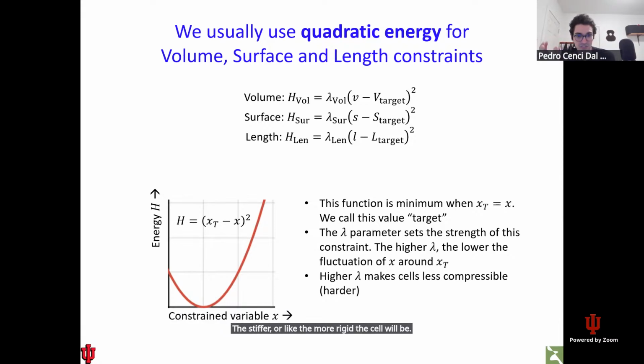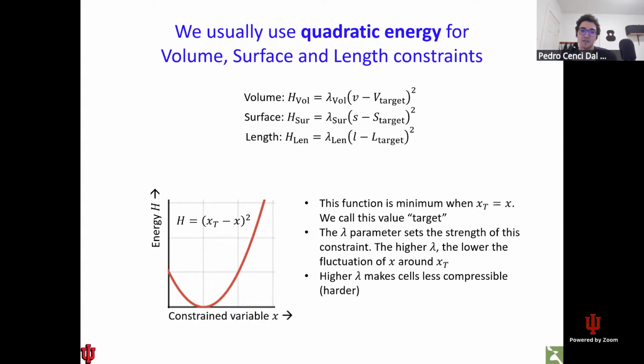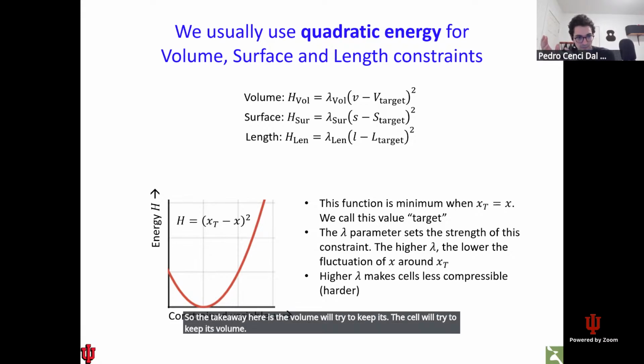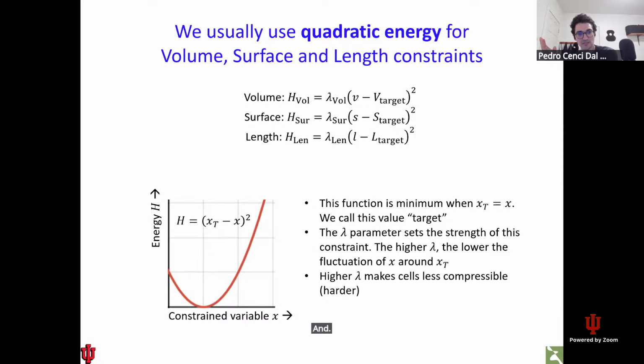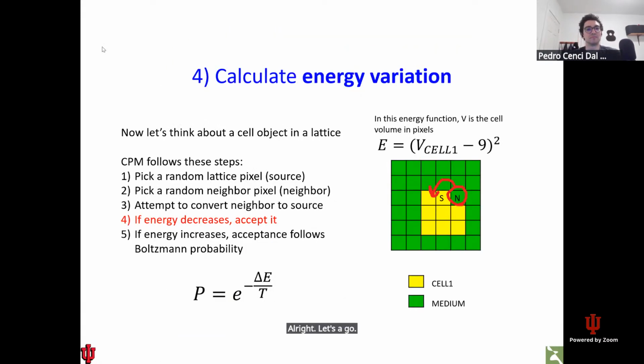So the higher your lambda parameter, the stiffer, or the more rigid the cell will be. It will be much closer to the target with much less fluctuations. So the takeaway here is the cell will try to keep its volume close to the target. And how close to the target it keeps is determined by the lambda parameter. So the higher the lambda parameter, the closer to the target, and the less the fluctuations around the target will have.